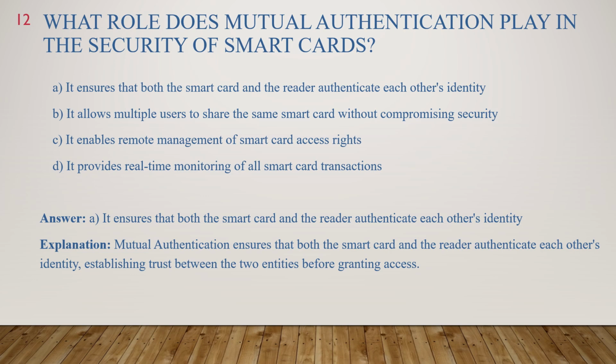Mutual authentication plays a crucial role in the security of smart cards by ensuring that both the smart card and the reader authenticate each other's identity. This means that not only does the smart card verify the identity of the reader, but the reader also verifies the authenticity of the smart card. This two-way authentication process helps to prevent unauthorized access and protects against potential security threats, such as card skimming or cloning. Why the other options are incorrect?